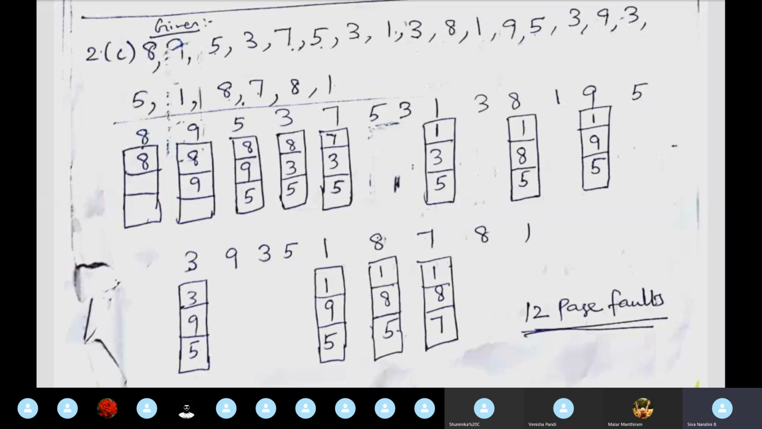After this 5 we are having 3. So this 3 is not available in the frame. What is the content available? 1, 9 and 5. So among these 1, 9 and 5 pages, we need to replace any one page with this 3. So after this 3, if you see, we are having 9. This 9 is going to be used for a shortest period of time. So we shouldn't replace this 9. After this 9, we are having 3.